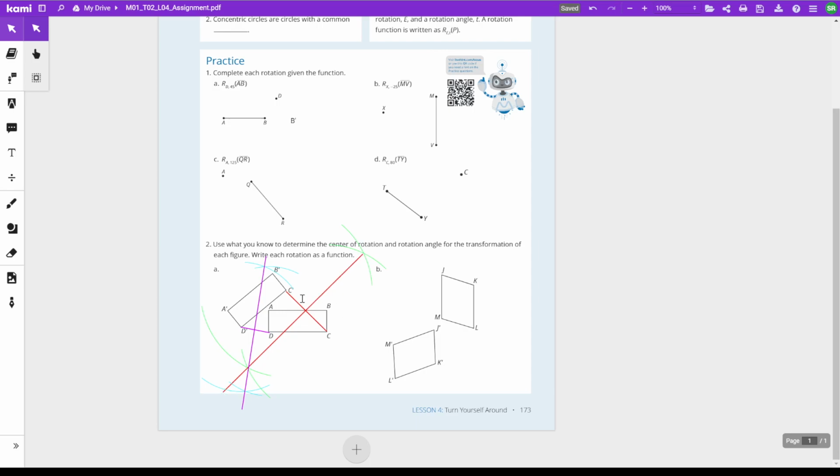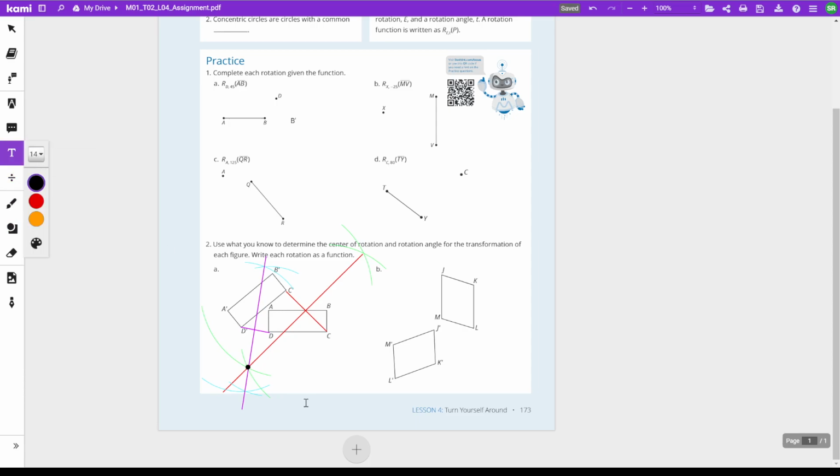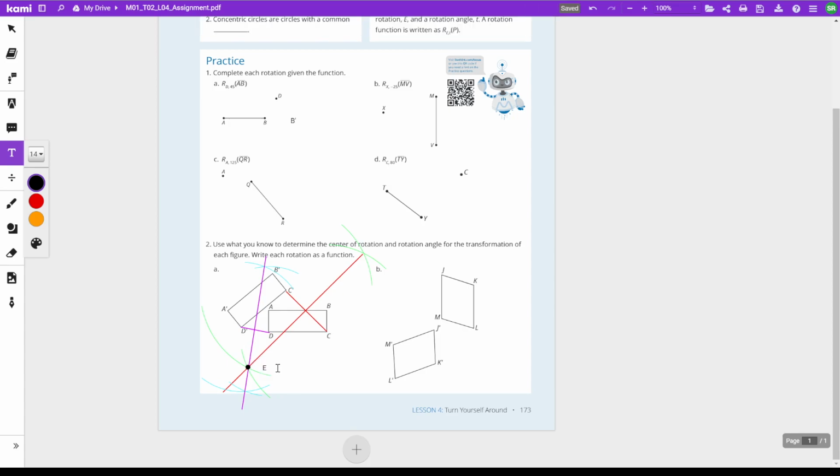All right, so now that we have that, the intersection of these two bisectors is the center of rotation, right? So where this purple line and where this red line meet is the point that we're interested in. I'm going to make a black point there and call that our center of rotation. I'm going to label it E, so that the center of rotation for these two shapes is point E.